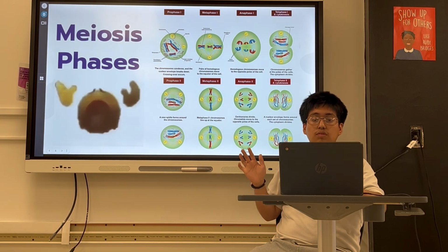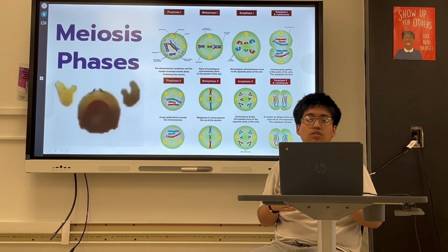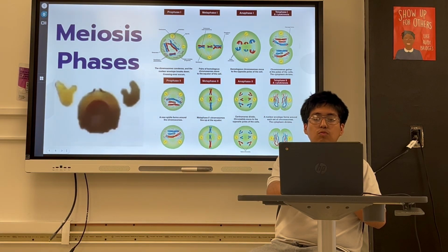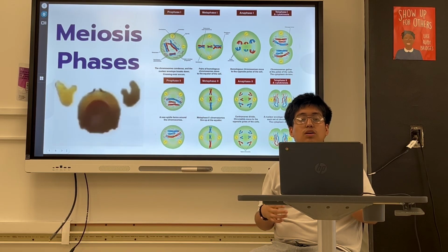Anaphase 2 has the centromeres divide, and the sister chromatids are finally separated by spindle fibers, pulling them apart into opposite poles of the cell. Once separated, each chromatid is considered an individual chromosome. This stage ensures that each resulting gamete receives a complete set of chromosomes.